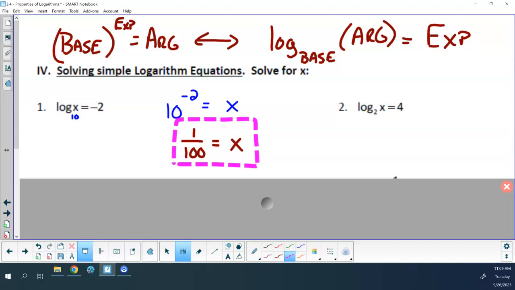Okay. In number 2, 2 is my base. 4 is my exponent. X is my argument. 2 to the 4th power, 16? 2 times 2 is 4, times 2 is 8, times 2 is 16.